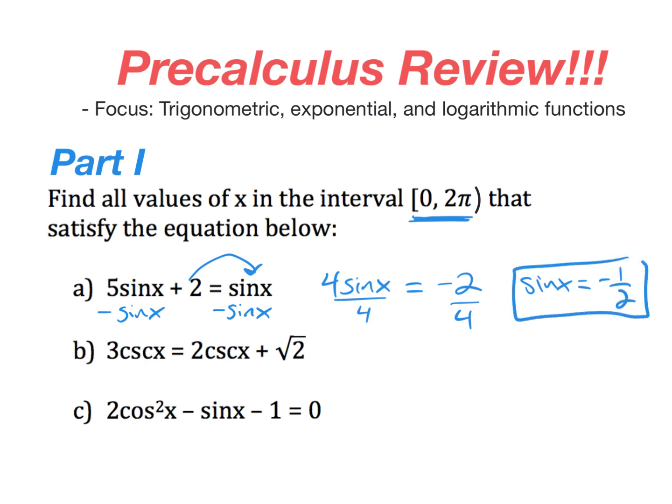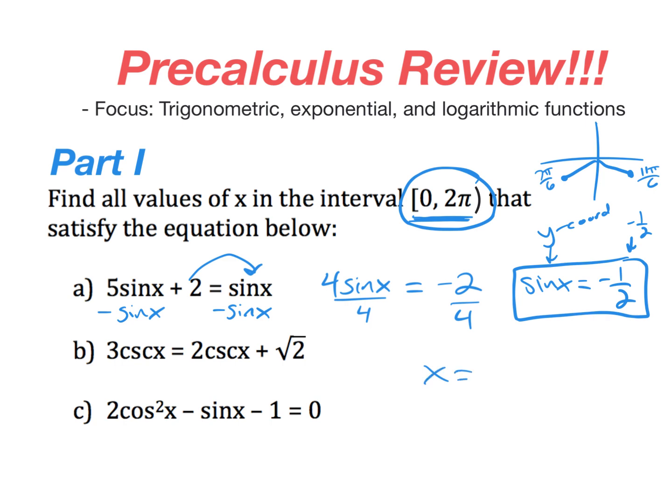And when you're solving this on the unit circle, essentially you're seeing when is my y coordinate negative 1/2 on the unit circle. And so here we're looking for all values around the unit circle, everywhere from 0 to 2 pi. And I think if you look on the unit circle, you'll find that it's negative 1/2 right at that 11 pi over 6 mark, and also it's negative 1/2 right at the 7 pi over 6 mark. So our two solutions here would be x equals 11 pi over 6 and 7 pi over 6. Those would be my answers for letter A.